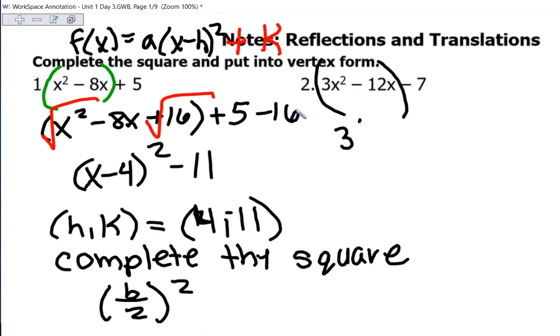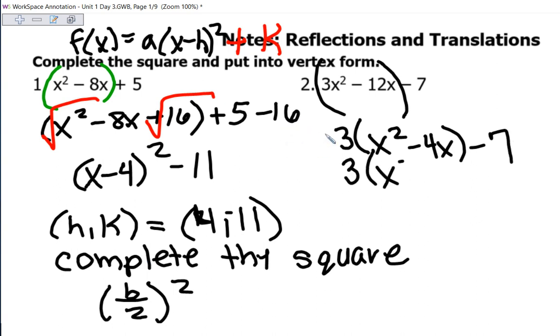When I factor out the 3, what would go in those parentheses? X squared minus 4x. Now I need to complete the square, so use the formula down here. What is the b value? Negative 4. What's negative 4 divided by 2? Negative 2. What's negative 2 squared? 4. So we need to add 4 to complete that square.